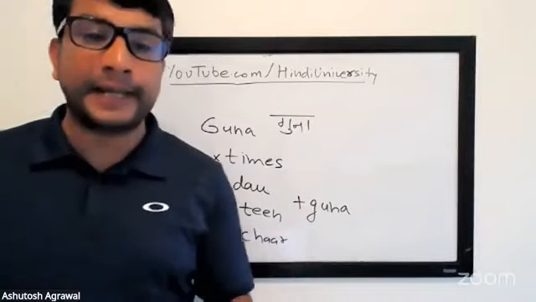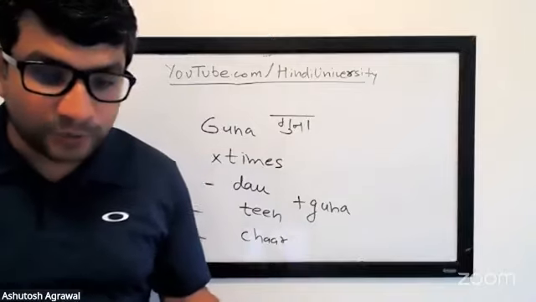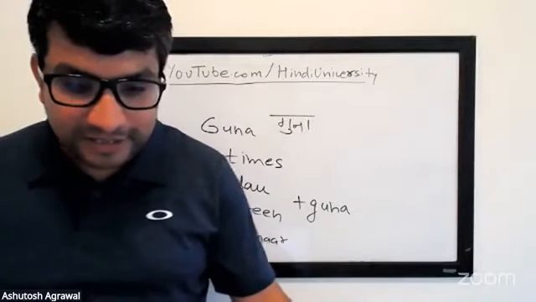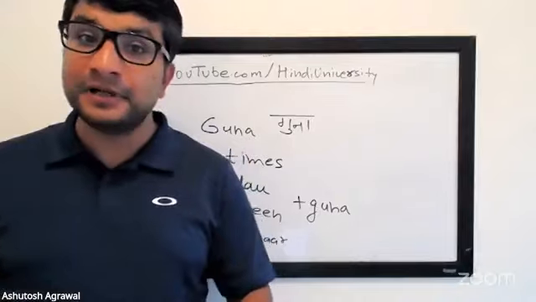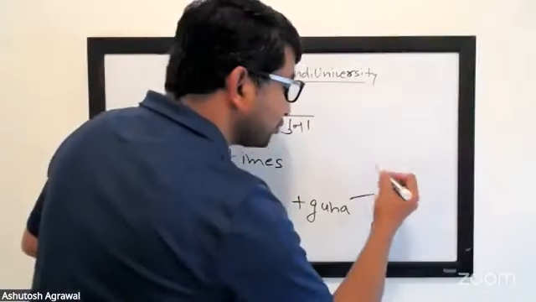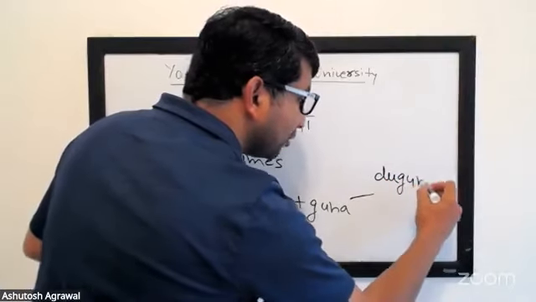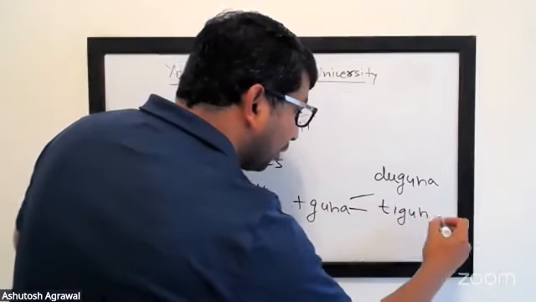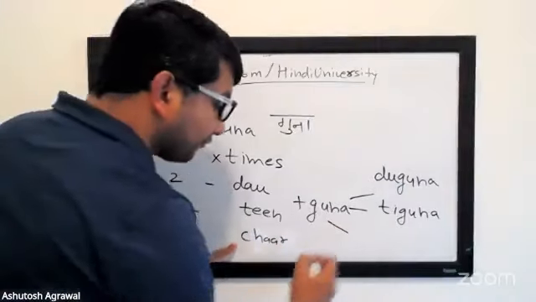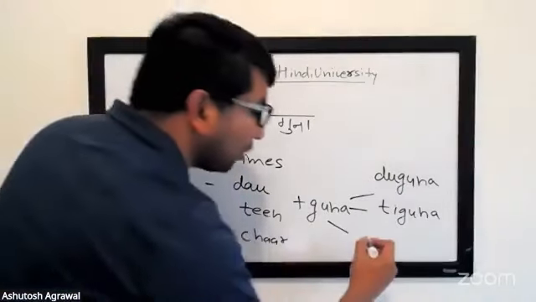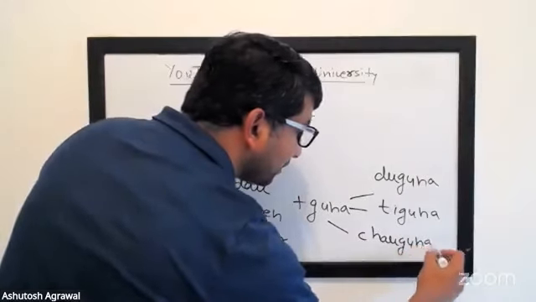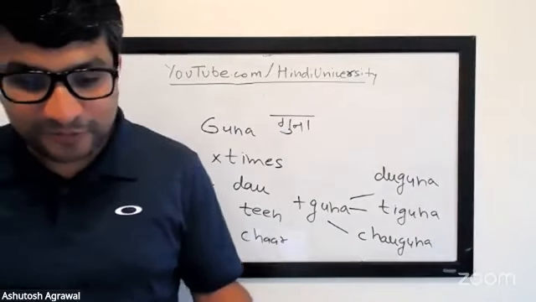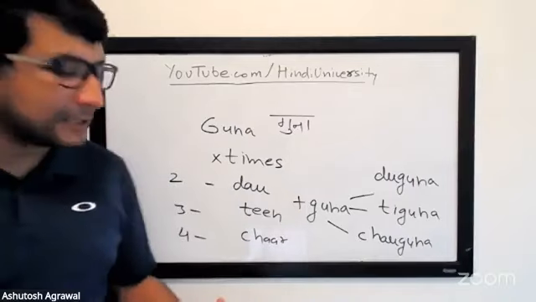Because these are numbers below 8 and are used so frequently, there are different ways to say it as well. Rather than two separate words, do guna becomes duguna. You will hear two terms: duguna or do guna. Same thing for 3: you will hear tiguna or teen guna. For 4 you will hear char guna or chauguna, which means 4 times as much. We'll see different examples, but I want to make sure everybody is comfortable with that.